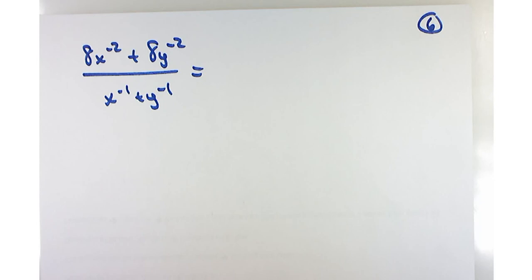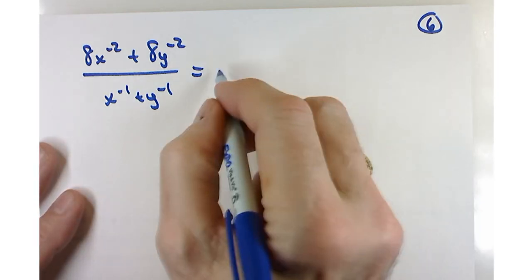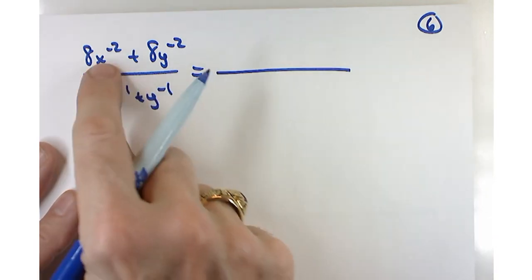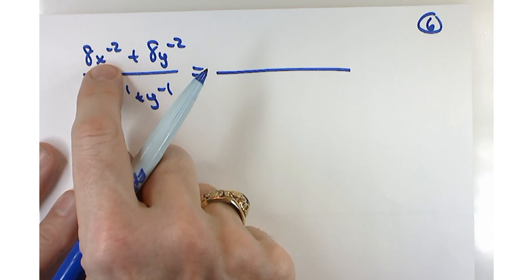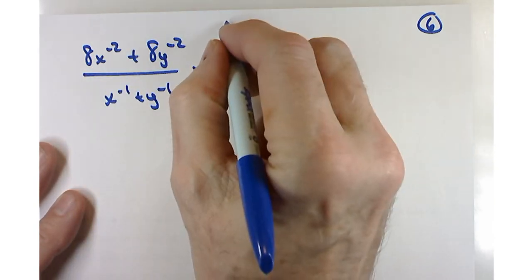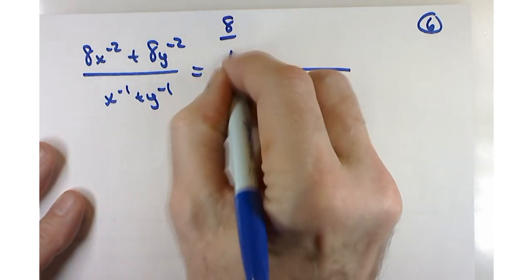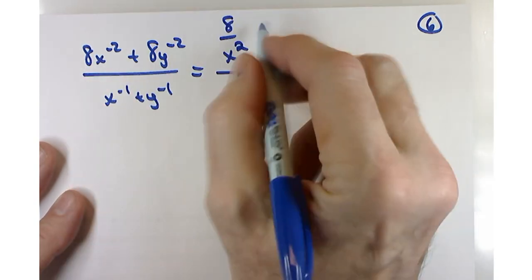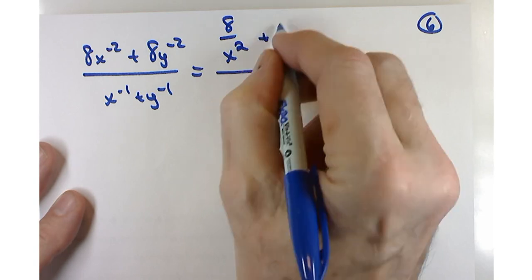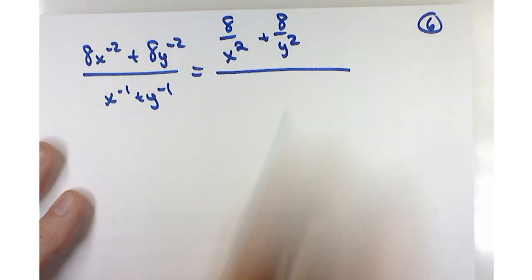So why is it a complex fraction? Because you have to flip it. You've got those negative exponents. So what happens when you have a negative exponent? You have to flip it. You can put it on the other side of the fraction. In this case, it would be a denominator. So 8 over x squared plus 8 over y squared, that's our numerator.